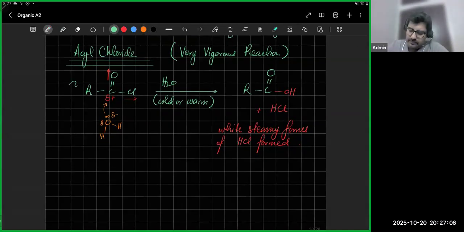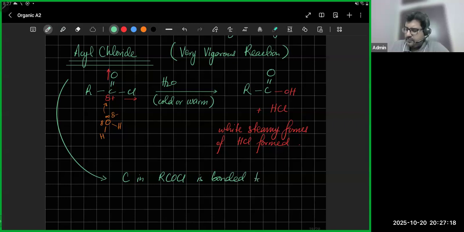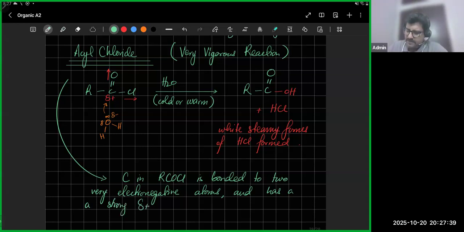So let's write the reason: carbon in RCOCl is bonded to two very electronegative atoms and has a strong partial positive charge density, which then attracts nucleophiles very strongly.